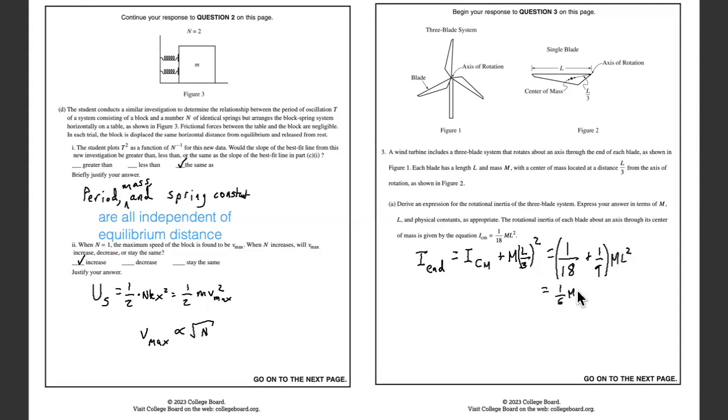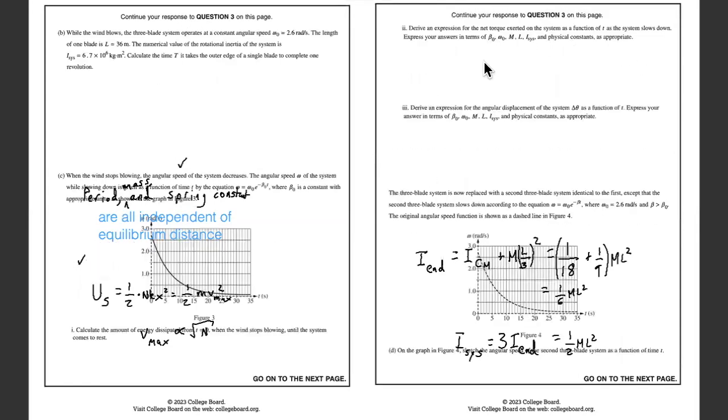Now that's just for one blade, so the inertia of the system is going to equal 3 times that, because there's 3 blades. So it's just going to be 1/2 ml squared for the total inertia. Good. Now we can move on to the next page.